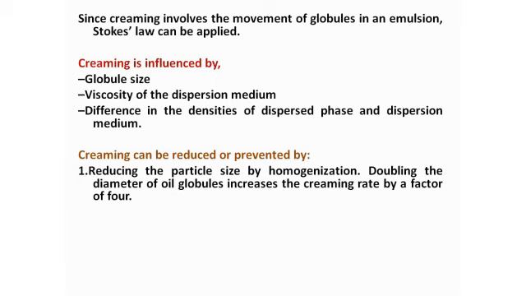Creaming can be reduced or prevented by reducing the particle size by homogenization. It means during the preparation of the emulsion, if we do proper homogenization, the creaming can be reduced, because homogenization helps in the proper dispersion of the dispersed phase in the dispersion medium. If we double the diameter of the oil globule, it increases the rate of creaming by a factor of 4. This is simple. It has come from the Stokes law, right? The velocity is directly proportional to the diameter, right?